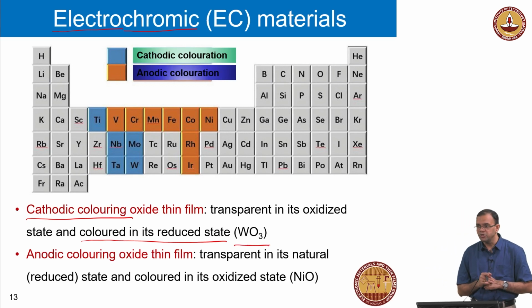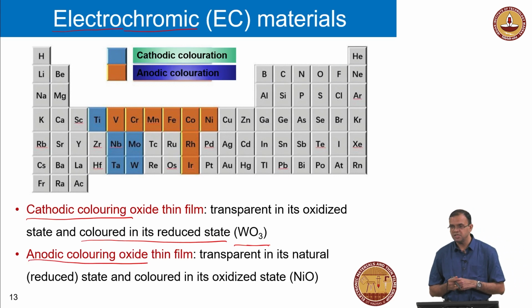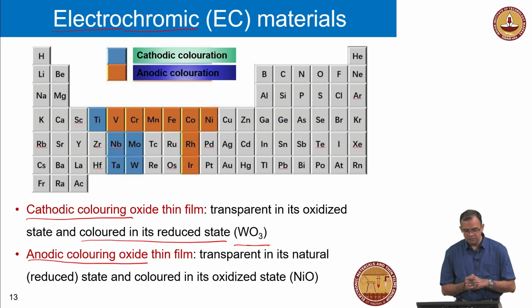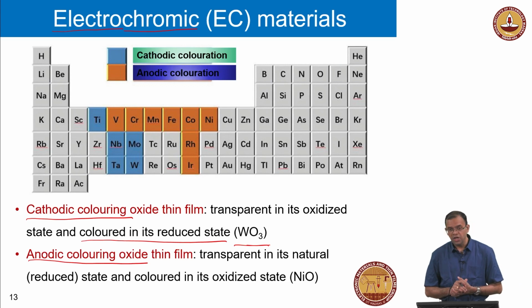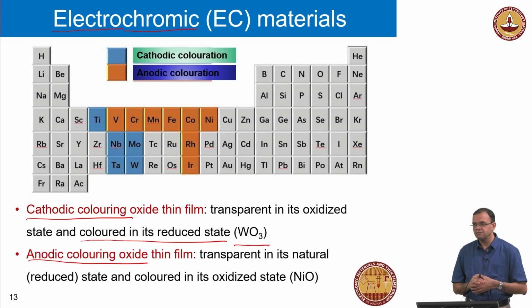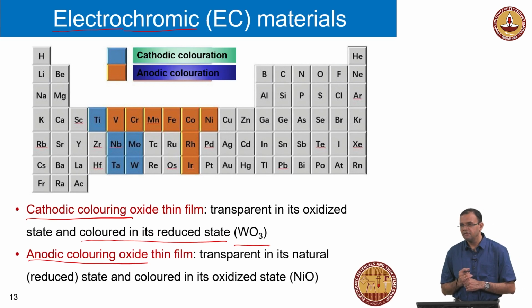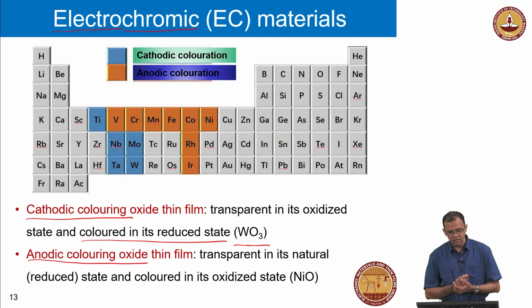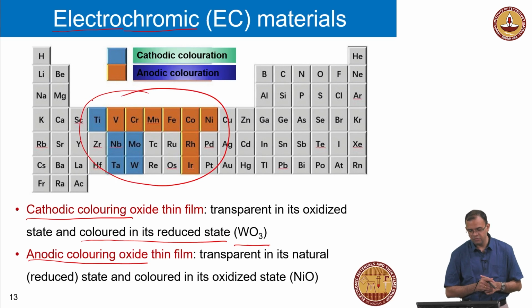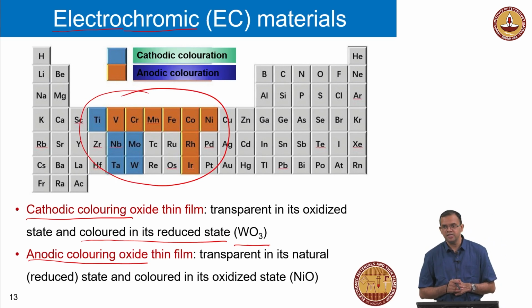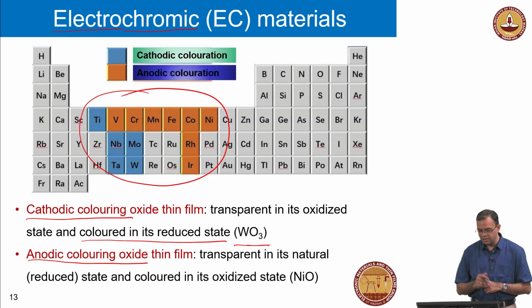We can also have the opposite. These are anodic coloring oxides. These are transparent in the reduced state, which is a naturally occurring state, and then you need to oxidize them in order to color them. So either way, whether I have a cathodic coloring oxide or an anodic coloring oxide, you need metals that can exhibit and that are stable with multiple valence states. Usually these are all transition metals. That is why you see that almost all the metals that are investigated or used for this purpose lie in the transition metal region.